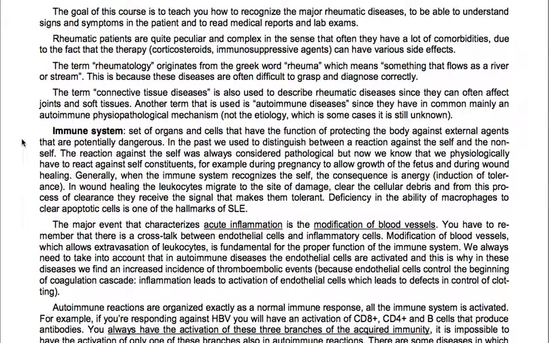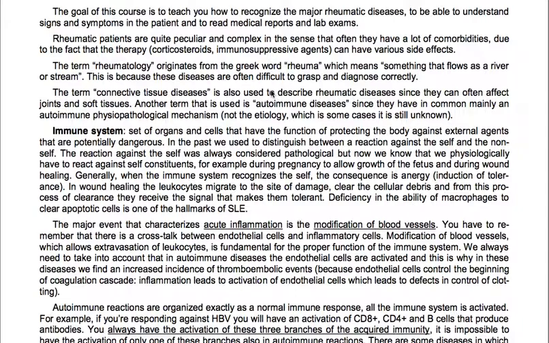Introduction. The goal of this course is to teach you to recognize the major rheumatic diseases. The term connective tissue diseases is also used to describe rheumatic diseases since they can often affect joints and soft tissues. Another term that is used is autoimmune diseases since they have in common mainly an autoimmune physiopathological mechanism, not the etiology, which in some cases is still unknown.